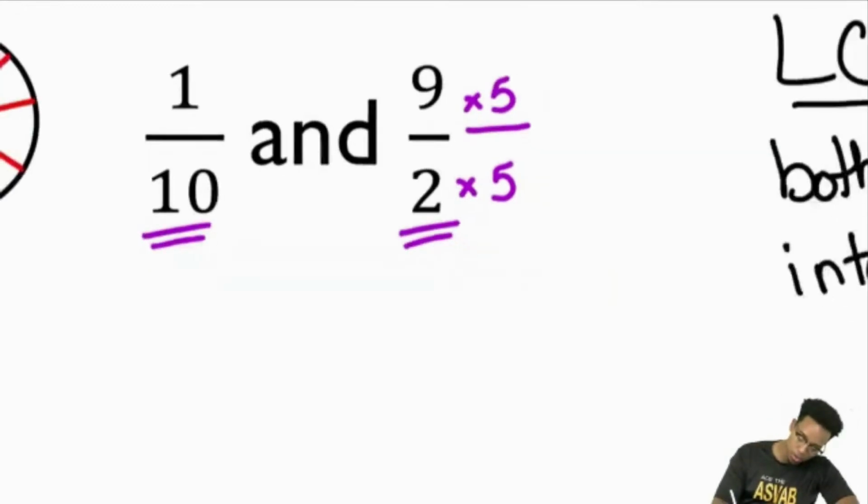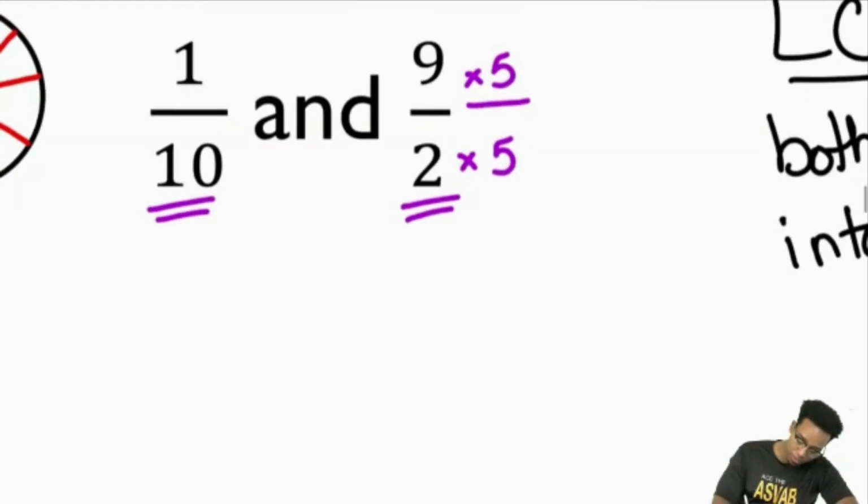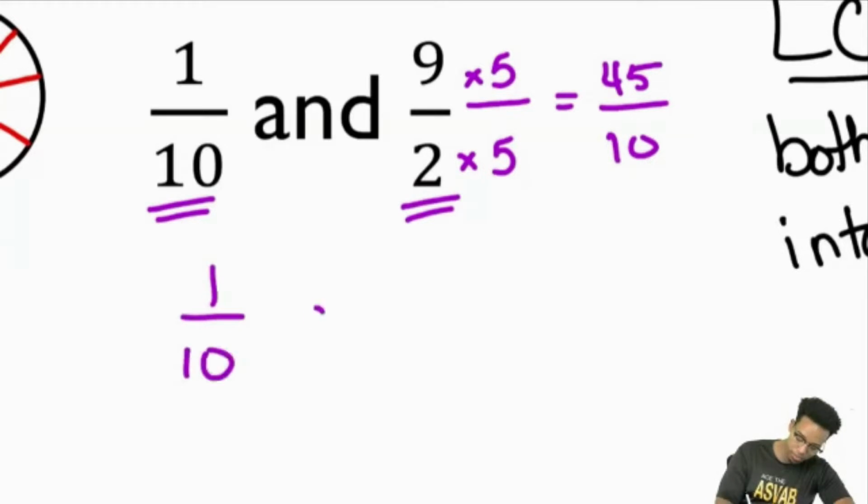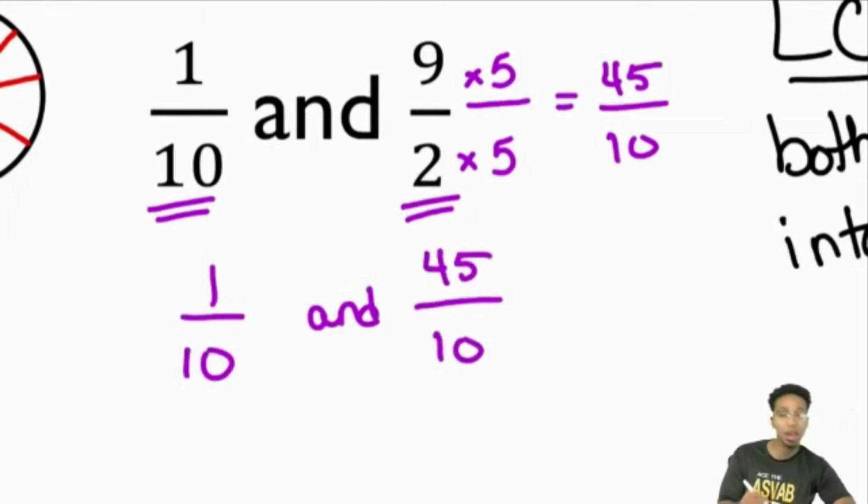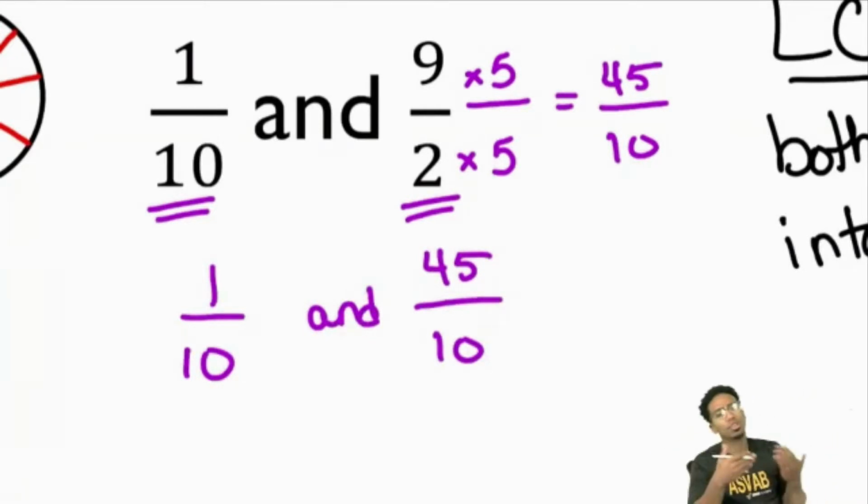So here we go. 9 multiplied by 5 is going to give me 45. And 2 multiplied by 5 is 10. So then 1 over 10 and 45 over 10, now they have the same denominator. So if we wanted to add them or subtract them, we absolutely could, knowing that we're all set.